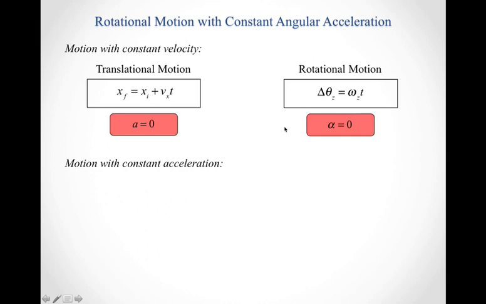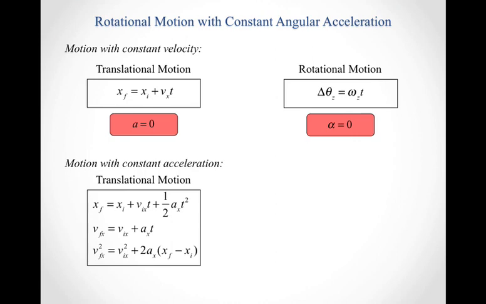For motion with constant acceleration, we said if you have constant acceleration, we have more equations. And so for translational motion, we said there were three of them. There was an equation that told us about position as a function of time. There's an equation that told us about velocity as a function of time. And then there was an equation where we had eliminated the time that sort of laid out what was going on in terms of all of our other variables.